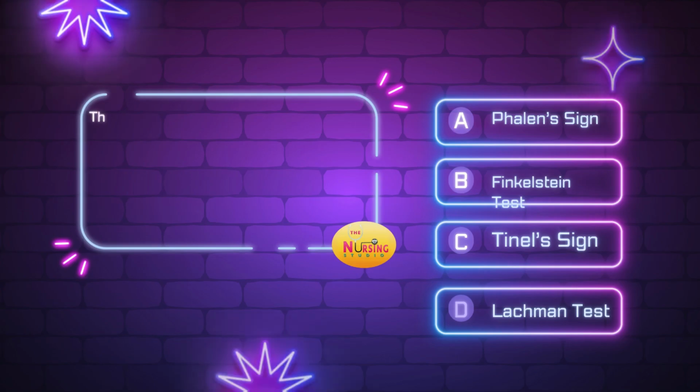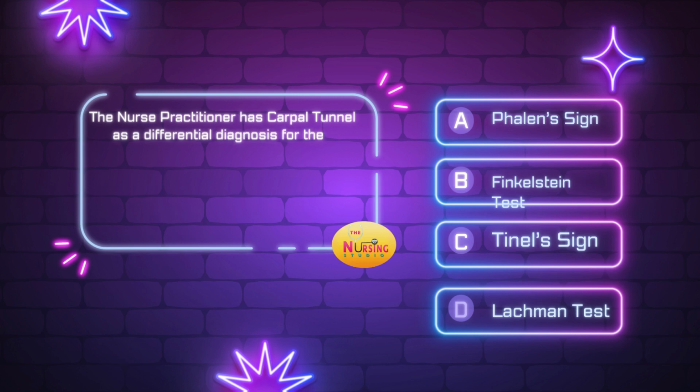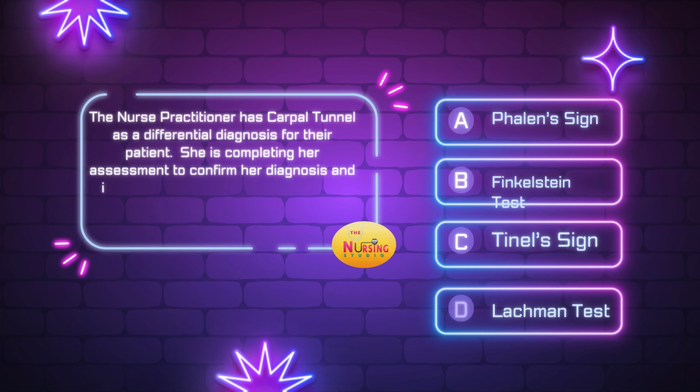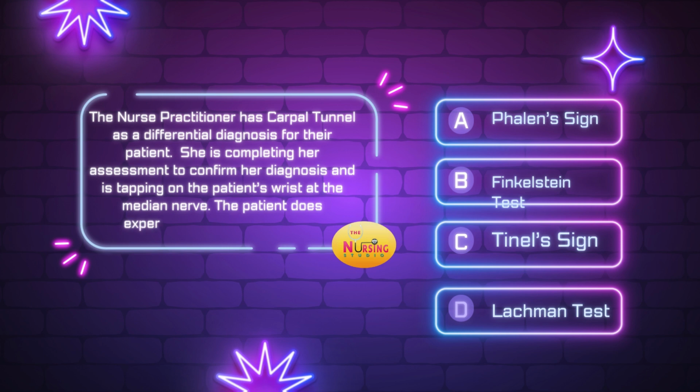All right. Question number 1 states, the nurse practitioner has carpal tunnel as a differential diagnosis for their patient. She is completing her assessment to confirm her diagnosis and is tapping on the patient's wrist at the median nerve. The patient does experience pain. Based on this information, what test was the nurse practitioner completing? Is it A, the Phelan sign, B, the Finkelstein test, C, Tunnel sign, or D, the Lockman test? Take a moment and tell me what you think in the comments.